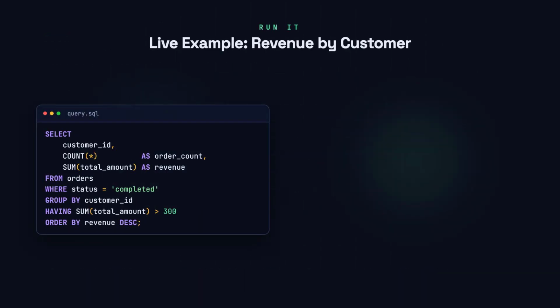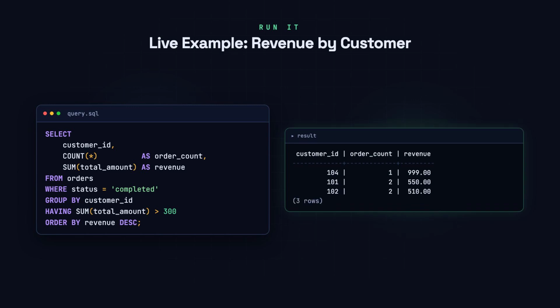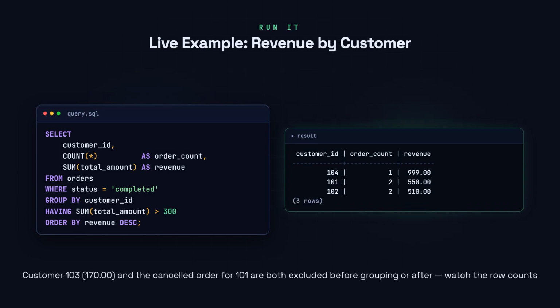Customer 104 tops the list with a single order worth 999. Customer 101 shows two completed orders, totaling 550. The cancelled order never entered the aggregate. Customer 102 just clears the 300 threshold. Customer 103 falls below it and is eliminated by having.